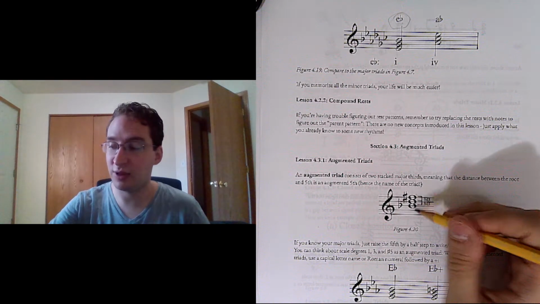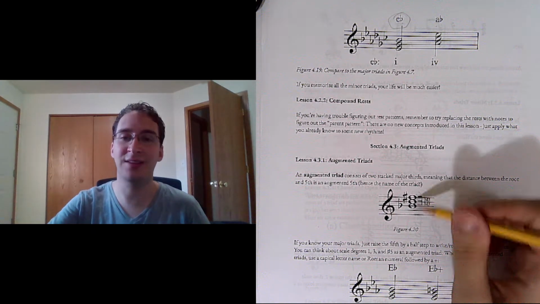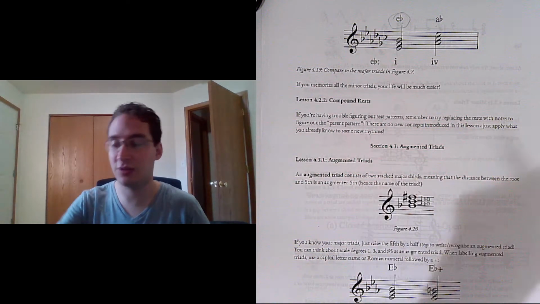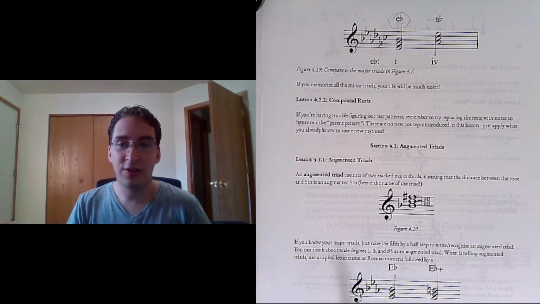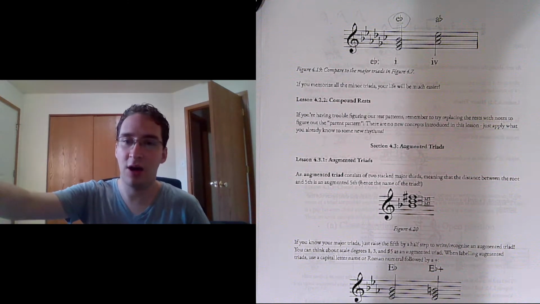So instead of a perfect fifth between the root and the fifth, now you have an augmented fifth, hence the name augmented triad. So if you know your major triads, just raise the fifth by a half step to get an augmented triad.